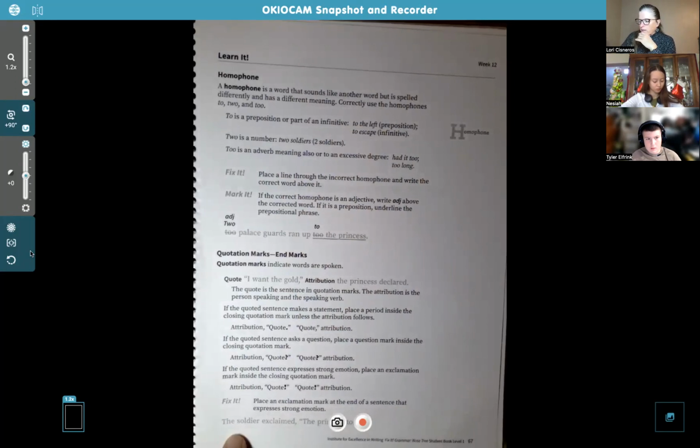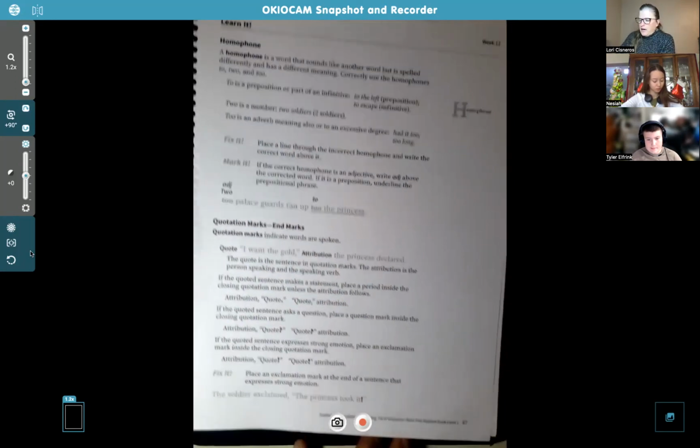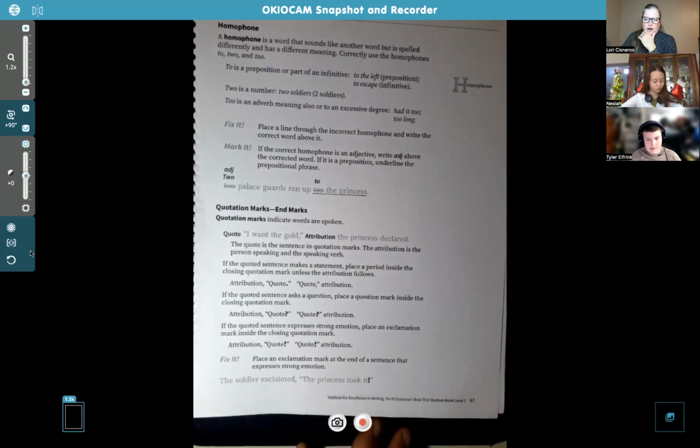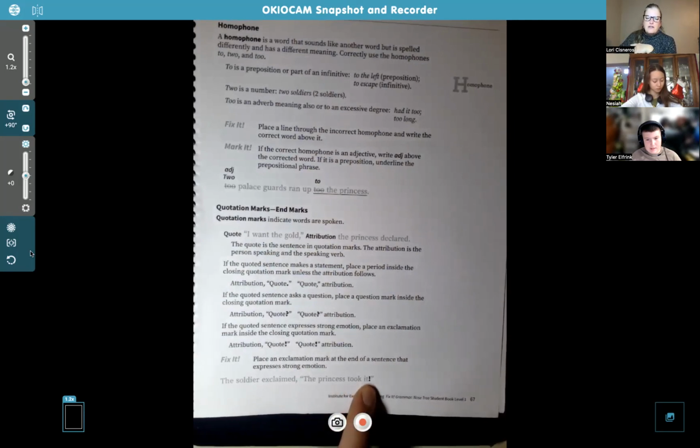At the very, very bottom, you're going to fix it because sometimes the actual marks are not there that you have to put in. So it says the soldier exclaimed, by the way, that's an attribution. The soldier exclaimed, comma, the princess took it. And that has an exclamation mark inside of the quote. All the punctuation goes on the inside. That's something that I used to forget when I was your age, like writing and stuff. Is like, does it go on the outside or the inside? It always goes on the inside, okay?